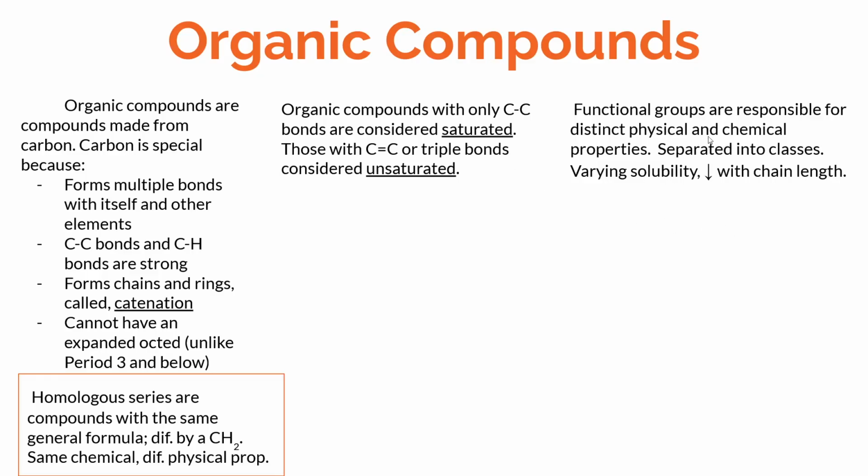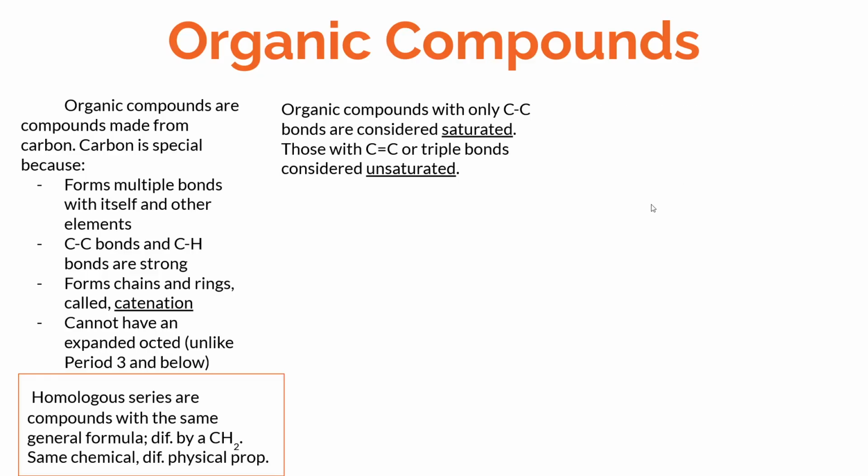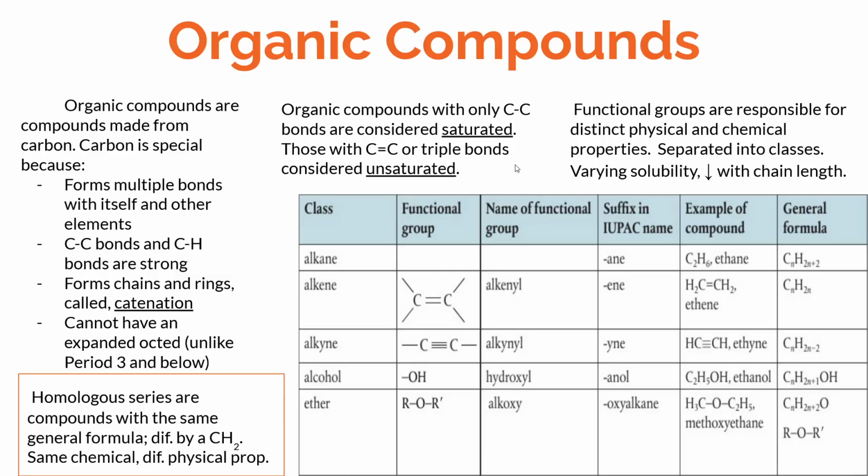Functional groups are responsible for distinct physical and chemical properties, and these are separated into classes. Now I didn't know where else to put this, but I want you to know that the solubility of organic compounds decreases with chain length. So, as we can see, functional groups are going to be separated into class, and they also have the name of the functional group. So look, alkanes are just going to be molecules that have only single bonds. Alkenes are going to be molecules with at least one double bond, and alkynes are going to be molecules with at least one triple bond.